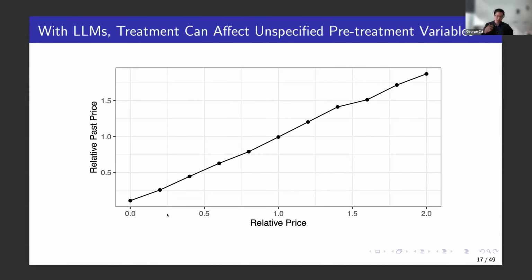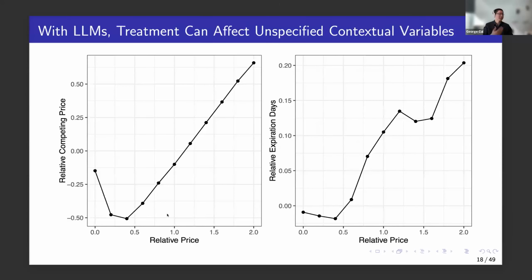Similarly, we can extend this analysis to other variables. We can also test, what about the competing price? So this is the price that is randomized, and then the competing price, of similar products from competing brands in the same category. We also see a positive correlation, and the expiration date of the product is also correlated with the price. So there is a correlation between the treatment of interest and other variables, even though initially we may not expect this correlation.